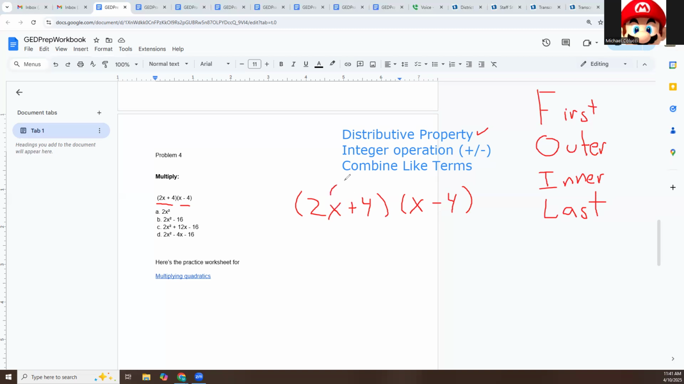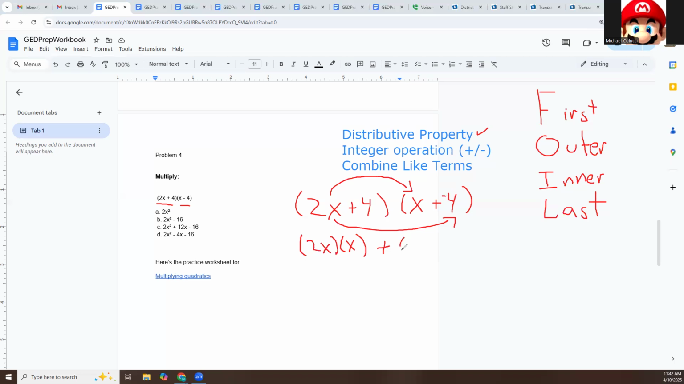I'm going to do the first terms together. I'm going to call this 2x, and I'm going to call this x. Then I'm going to do the outer terms. That's this 2x and this 4. But before I do that, sorry, I'm going to do another step here. I'm going to turn all my subtraction into addition with the opposite number. And you'll see why that's helpful in a second.